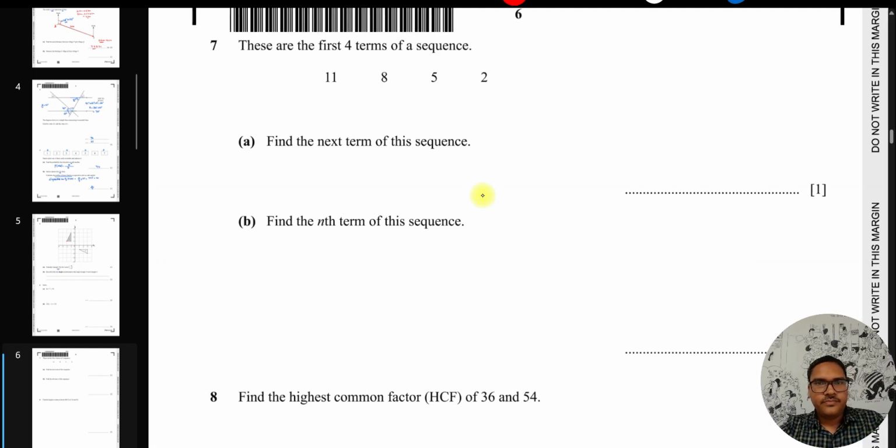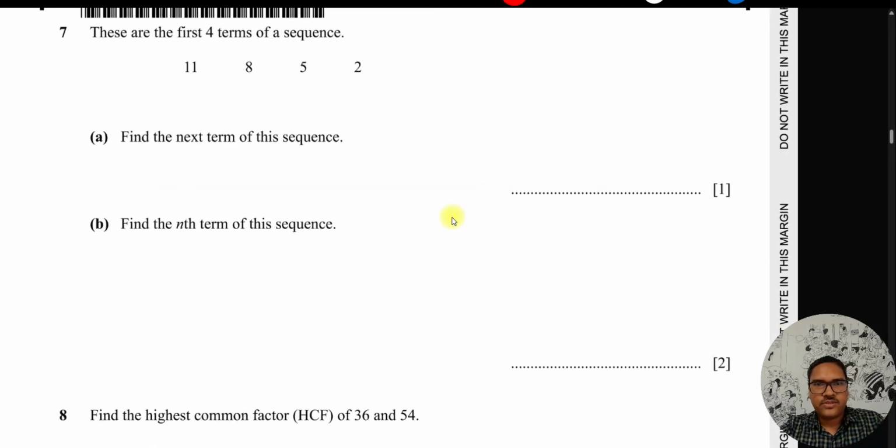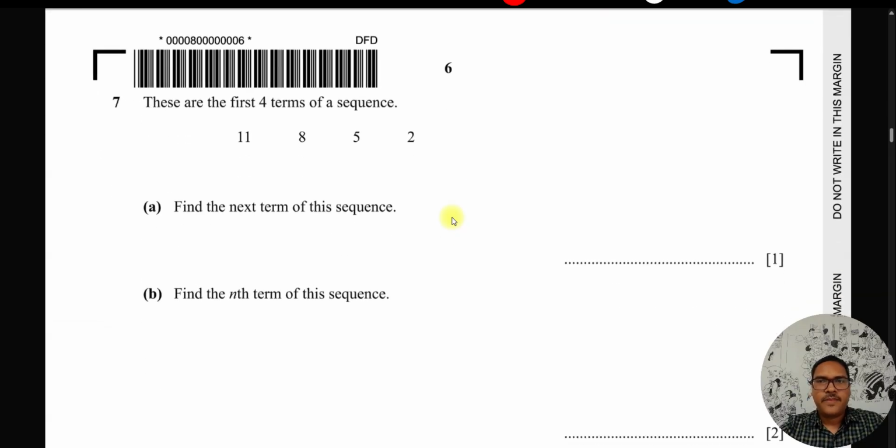Now the next question. These are the first four terms of a sequence. Find the next term of the sequence. So first, identify the pattern. What is the pattern of this?